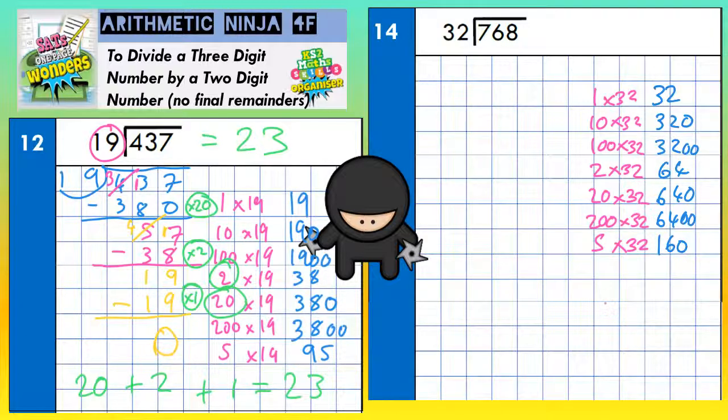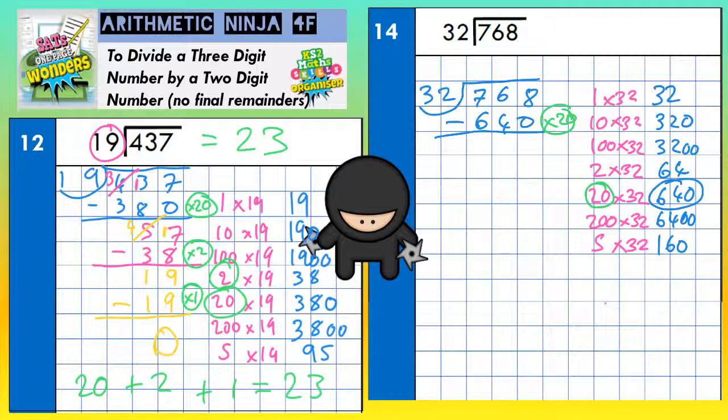We're going to set our question out, 32s into 768, and we're going to start subtracting the biggest chunks that we can. Well, the biggest chunk we can take away so far is this 640, so let's take away 640. Make a little note for yourself as to what chunk that is. Well, 640 is 20 lots of 32. So put a little times 20 and work it out.